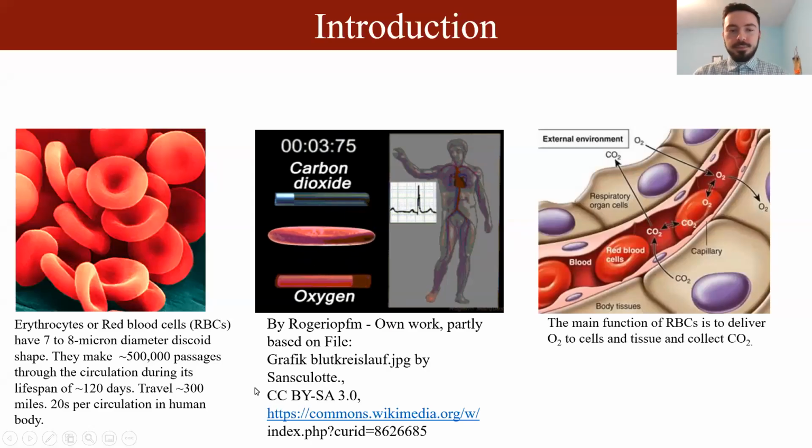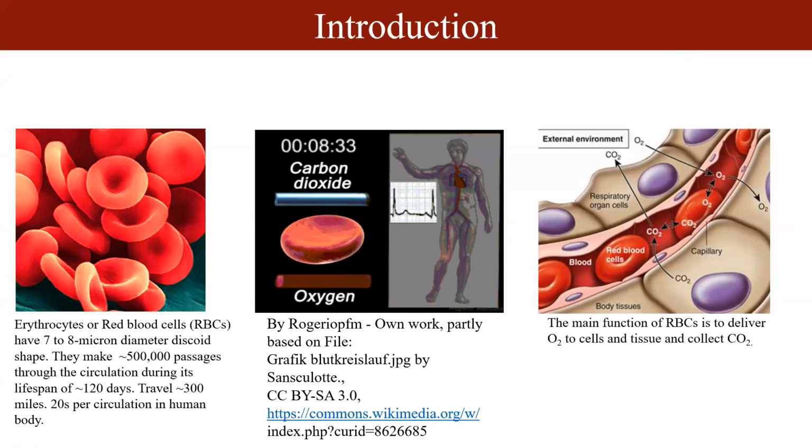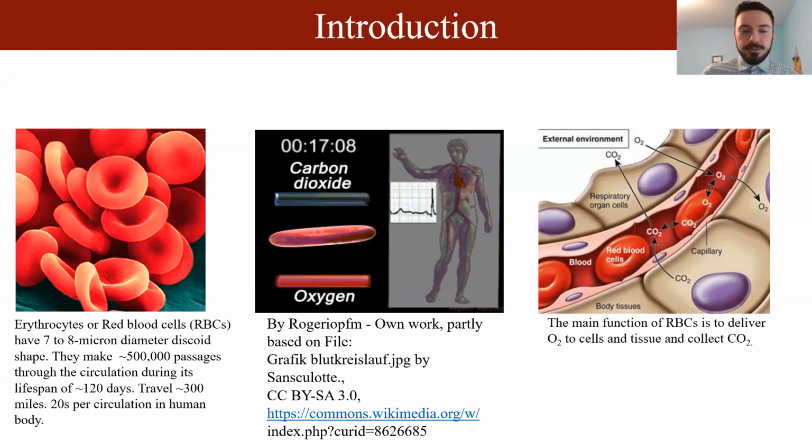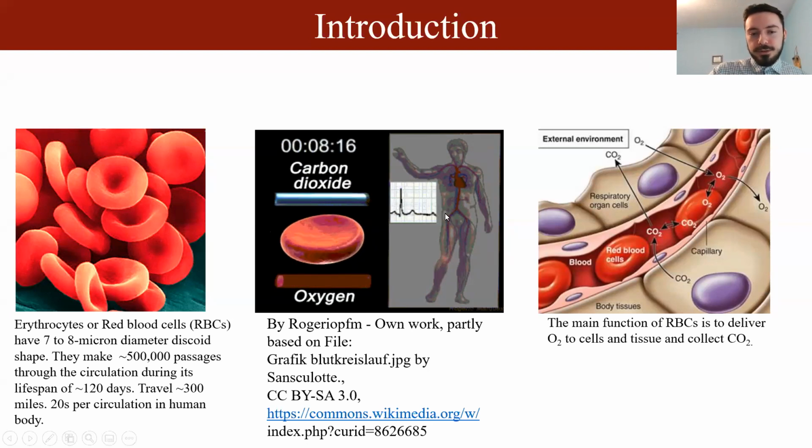So first, I'm going to give a brief introduction on red blood cells. Erythrocytes, or red blood cells, have a 7 to 8 micrometer diameter, and they have a biconcave discoid shape. They make around 500,000 passages through the human body during their lifespan of around 3 to 4 months. In this lifespan, they travel around 300 miles. This middle graphic shows that they can pass through the human circulation in about 20 seconds.